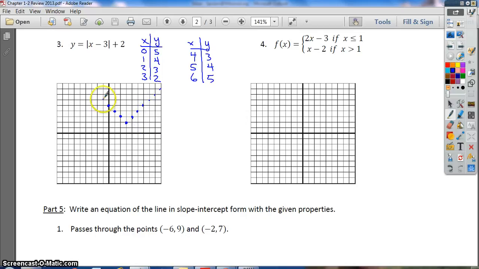Okay, at a slope of 1. So here is your absolute value. And you're finished. Your vertex is at 3, 2. I know I didn't say you had to label it, but be aware of that. So think opposite, same. Okay.